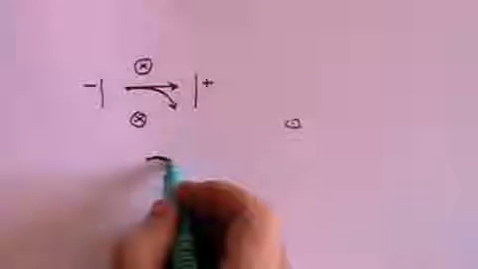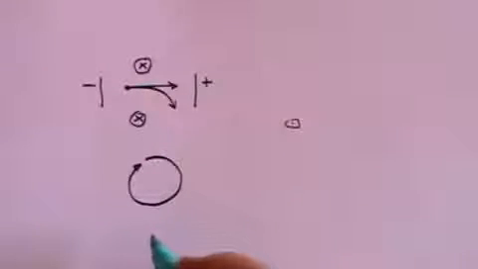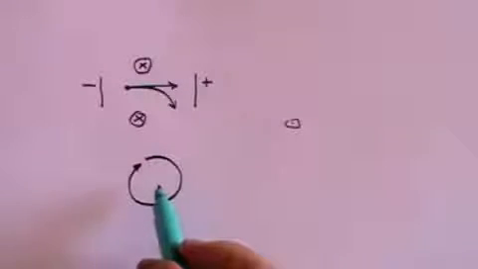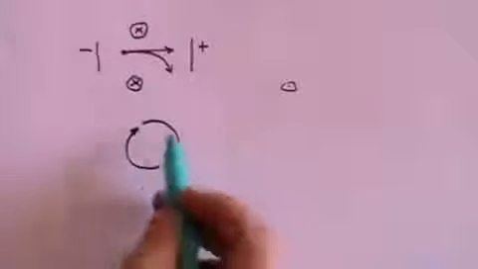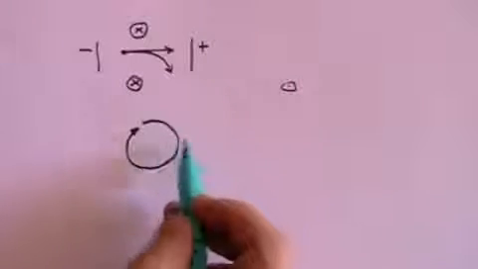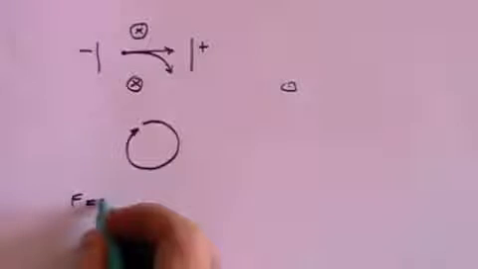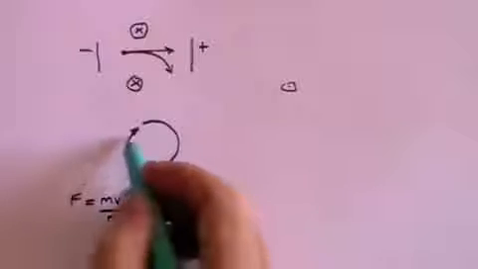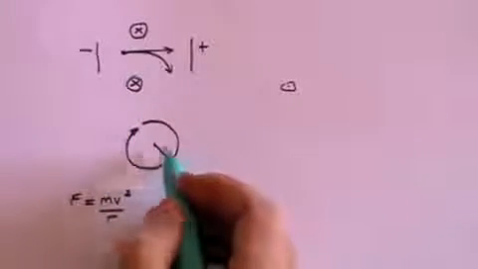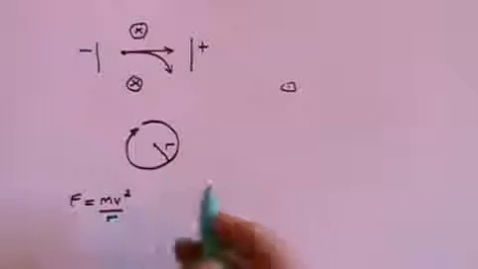Now, if you adjust the magnetic field so the electron goes round in a complete circle, and you will have to vary the magnetic field until that happens, then what can you say? Well, anything that goes round in a circle must have a centripetal force that is keeping it in that circle. And a centripetal force is mv squared over r, where v is the velocity of the particle, r is the radius of the circle, and m obviously is the mass of the electron.